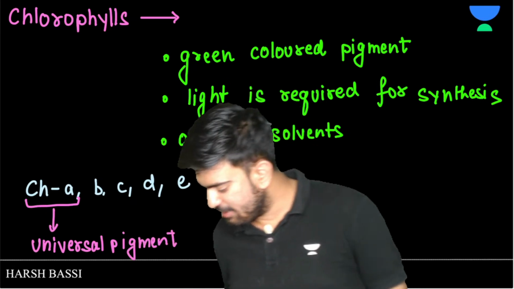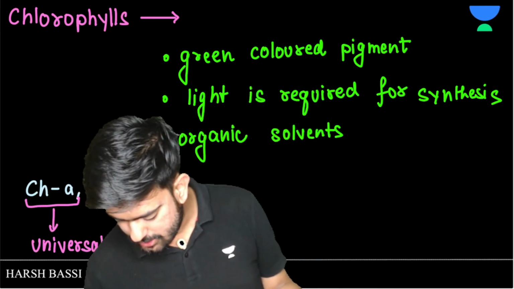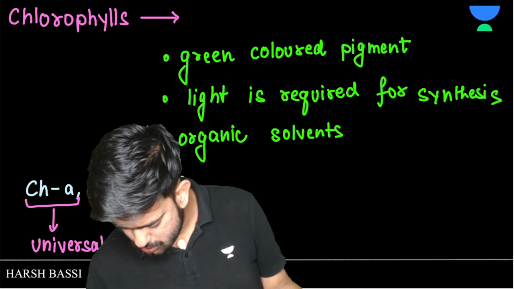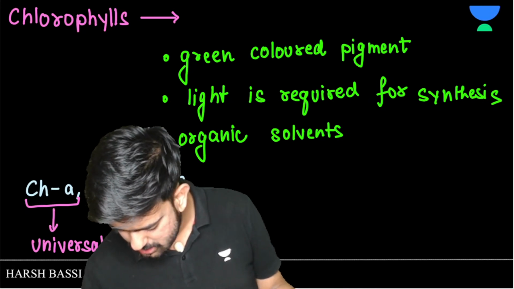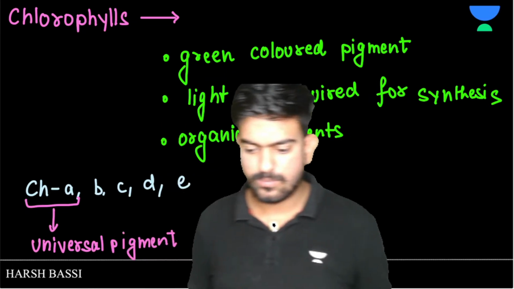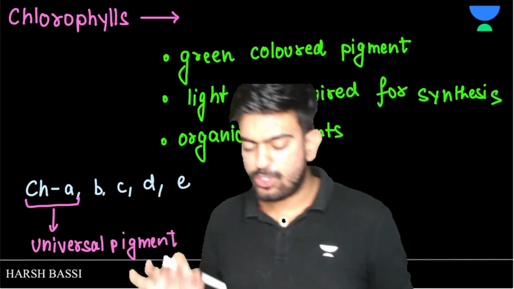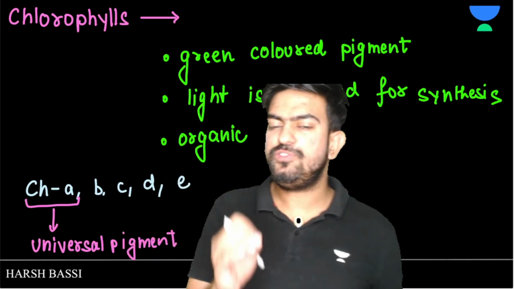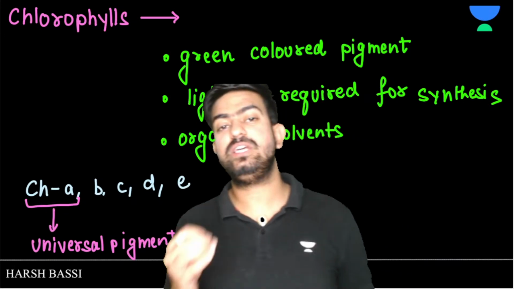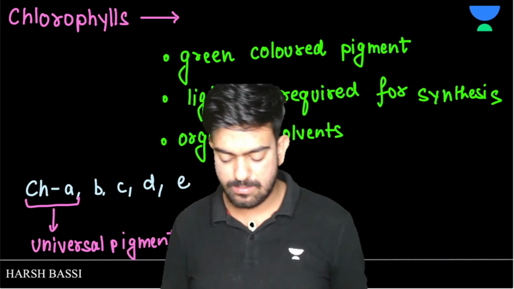Right? Are you able to understand the things? Okay. Sid is there and some more students are there. Who are they? You can comment. Clear. So the universal pigment is chlorophyll A and this is present in the maximum amount.